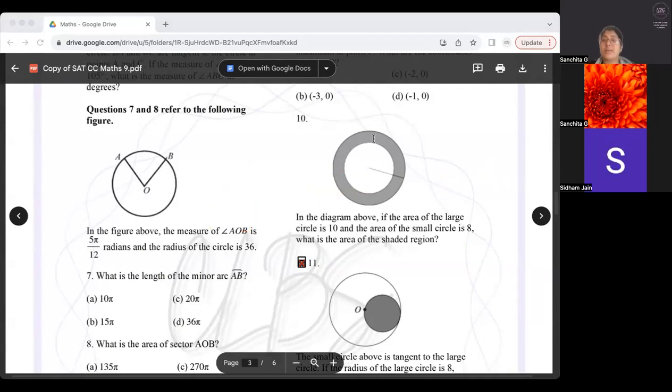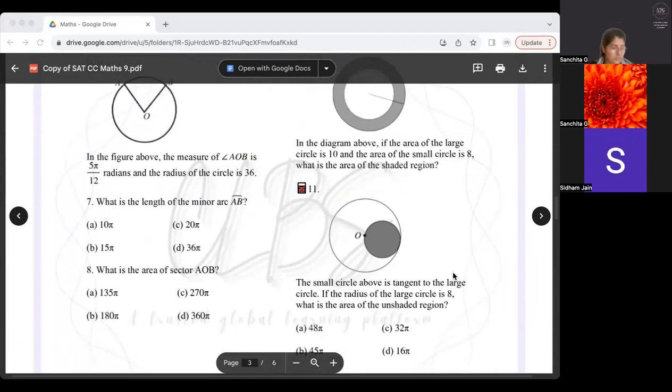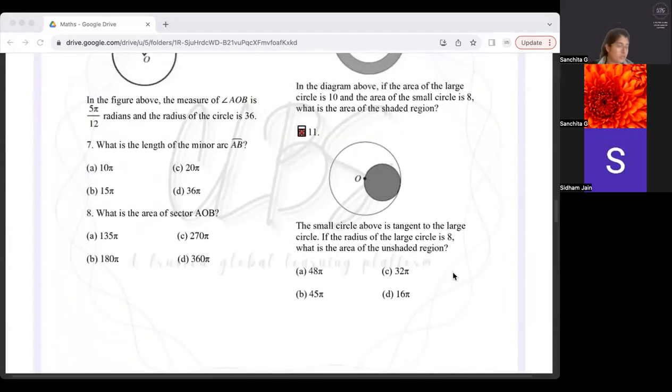Now let's take question 11. Tell me, what is the answer? What is it? Option A. Good. Option A is my answer, right? So let's just quickly discuss this part. How do we solve it? Basically, I have my area of the larger circle, right? And I know the area is pi r square. Now r is going to be 8. So pi 8 square, that is 64 pi, isn't it?